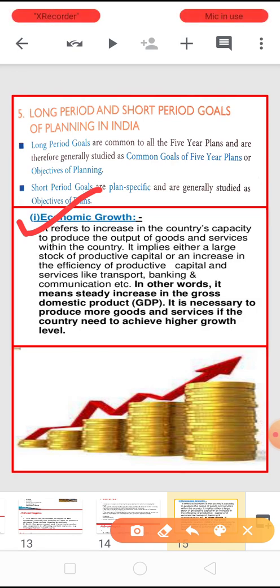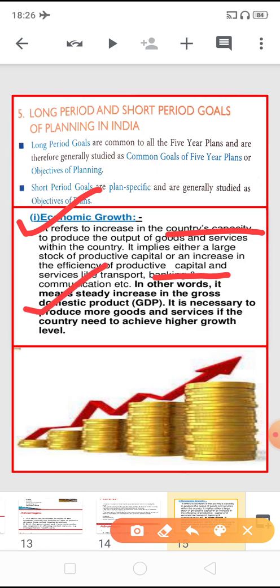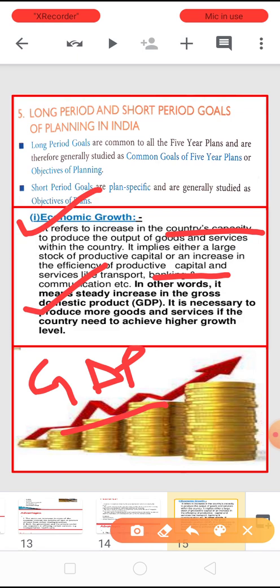So, if we're talking about economic growth, it refers to an increase in the country's capacity to produce output of goods and services within the country. It implies either a larger stock of productive capital or an increase in the efficiency of productive capital and communications. In other words, it means a steady increase in the growth of the GDP. It is necessary to produce goods and services if the country needs to achieve a higher growth level.